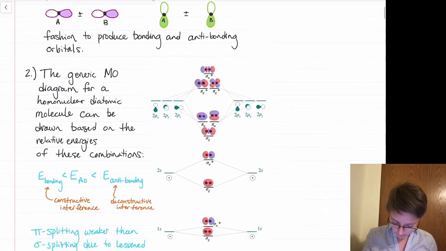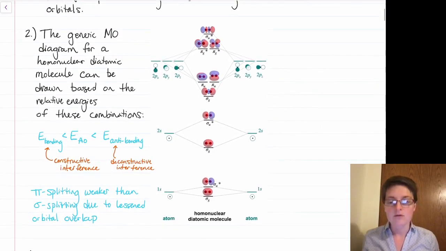We also came up with a sort of generic MO diagram for what a homonuclear diatomic molecule would look like, based on the relative energies of the different molecular orbitals that you can come up with from these overlapping p combinations. Just as in previous lectures, if our atomic orbital is our reference energy, the bonding orbital is slightly lower in energy than those atomic orbitals, and the anti-bonding orbital is slightly higher in energy. That's due to the fact that bonding orbitals lead to constructive interference and sharing of electrons, whereas anti-bonding orbitals lead to destructive interference and sort of prevent sharing of electrons.